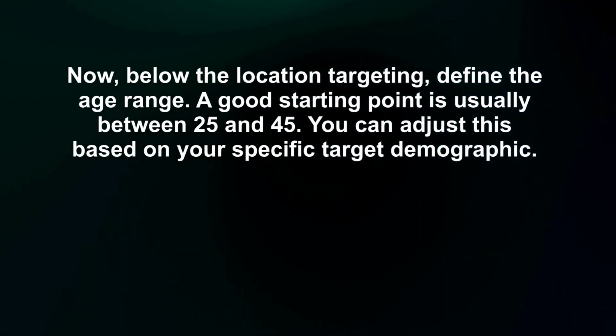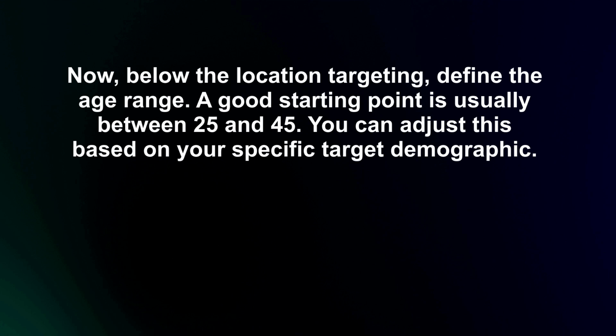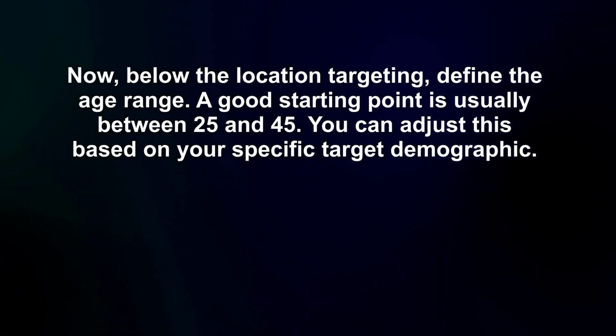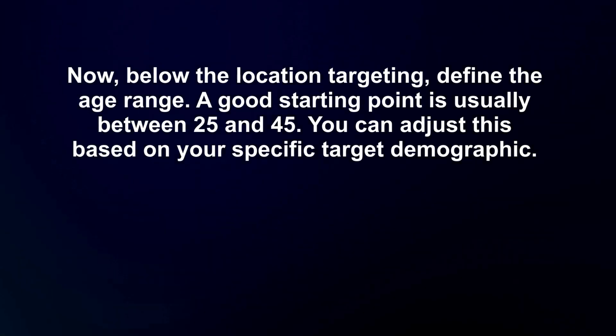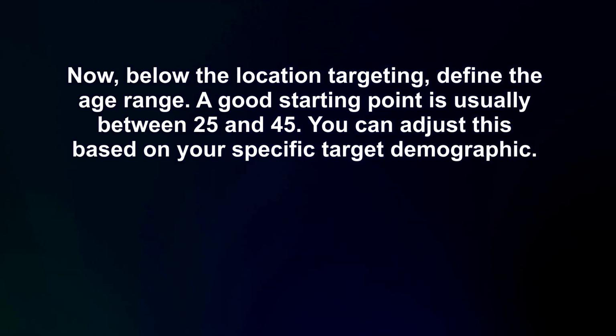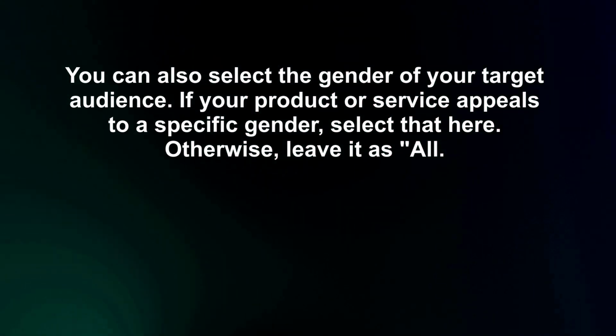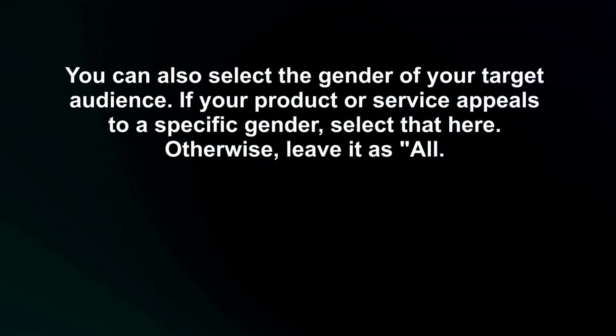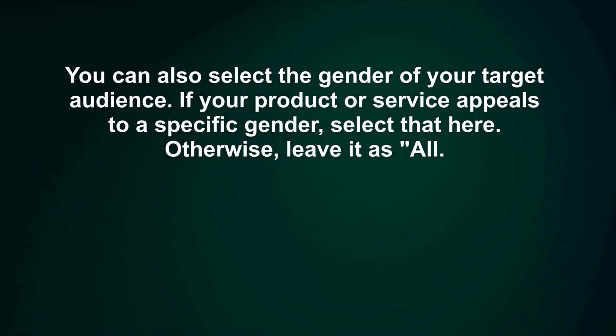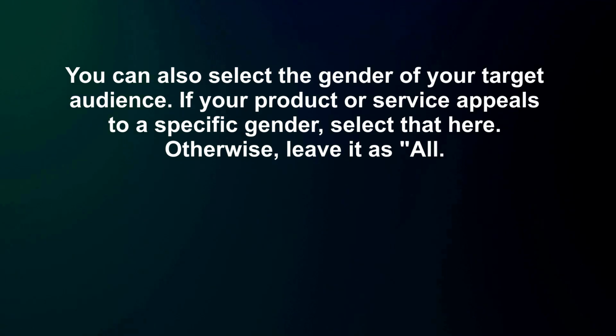Now, below the location targeting, define the age range. A good starting point is usually between 25 and 45. You can adjust this based on your specific target demographic. You can also select the gender of your target audience. If your product or service appeals to a specific gender, select that here. Otherwise, leave it as all.